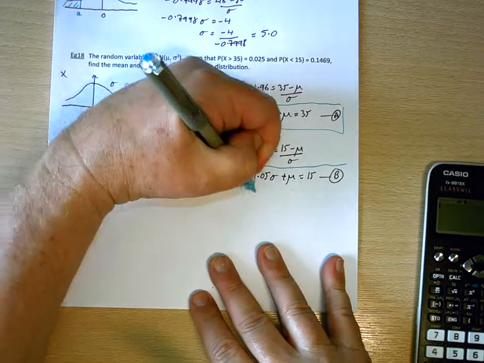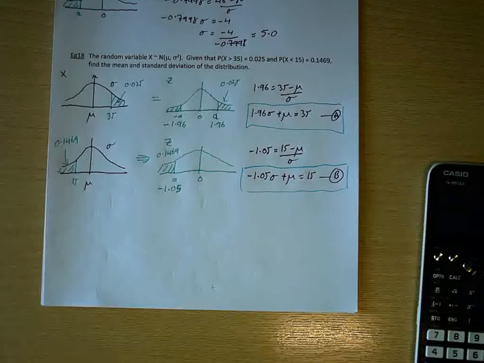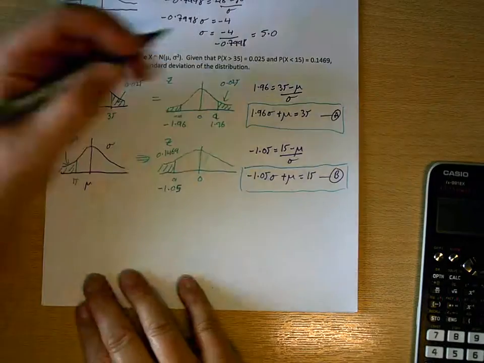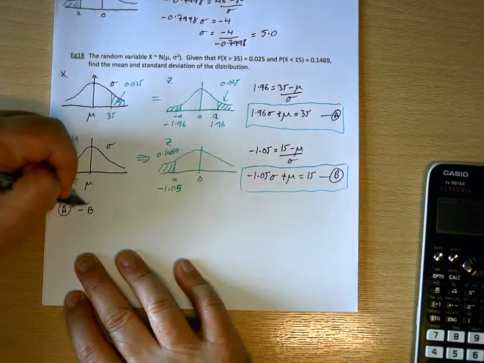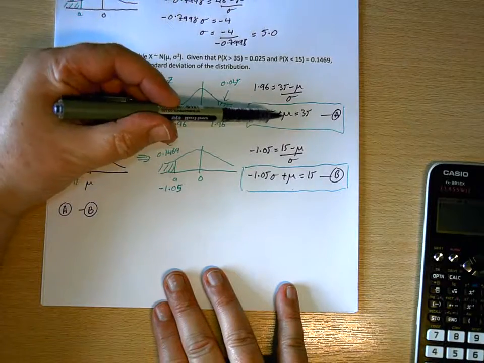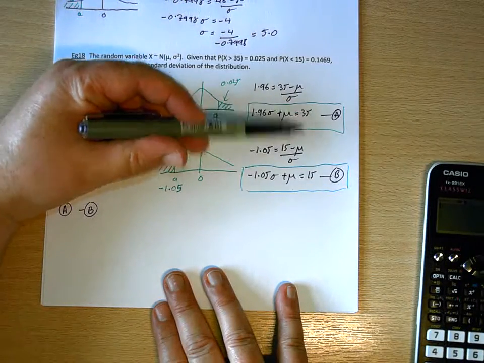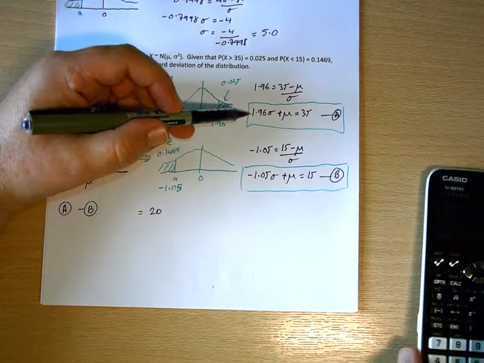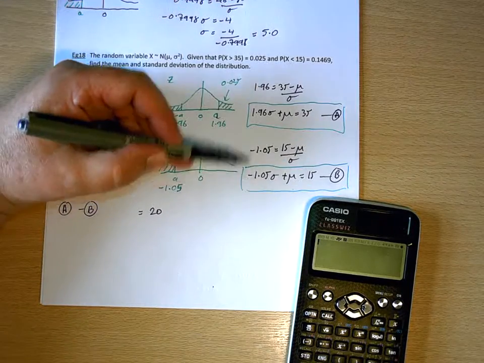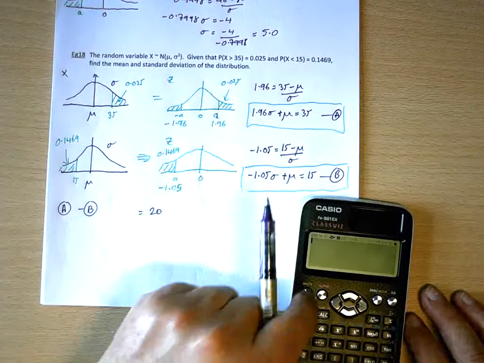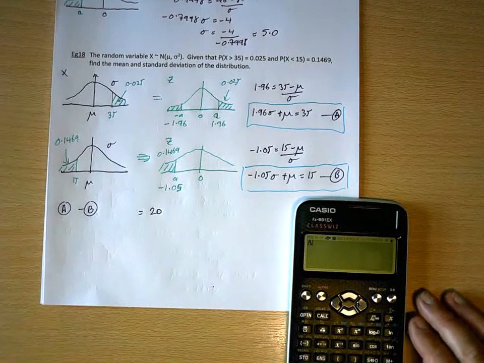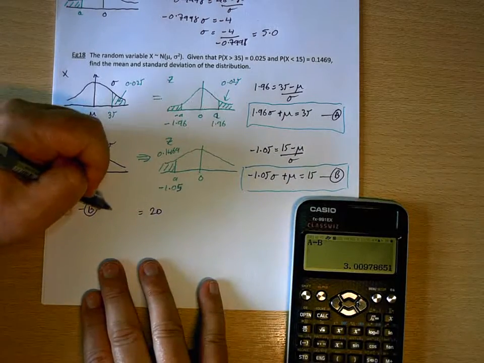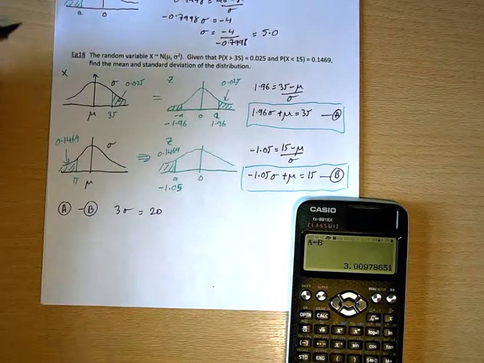there and there. They've both got positive mu. So if I just subtract A take away B, then the mu's will go. That side becomes 35 minus 15, which equals 20. And on my calculator, all I need to do is A minus B to take those away because of the way that I've stored them. So alpha A take away alpha B means that my sigma is going to be 3.